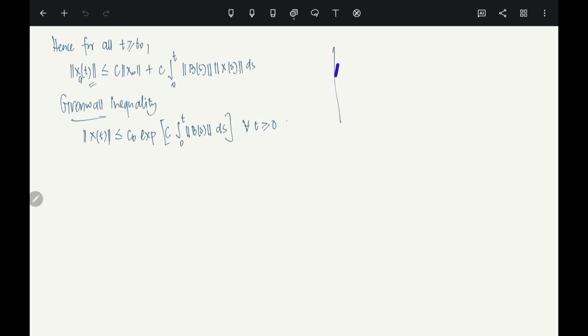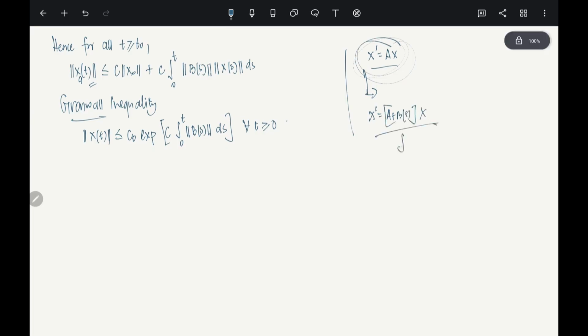Okay, so what did we learn? Very easy. We started with this x prime equals ax. We don't know whether such a thing happens or not. Let's just assume that somehow we get the information that all solutions of this problem are bounded. Once that is there, then you can say that all solutions of this problem, x prime equals ax plus b of t times x, are also bounded. But when is it true? If the integral of b of t is finite. Clear? That's what it basically says.